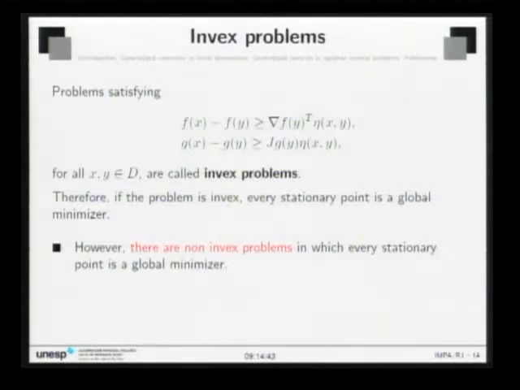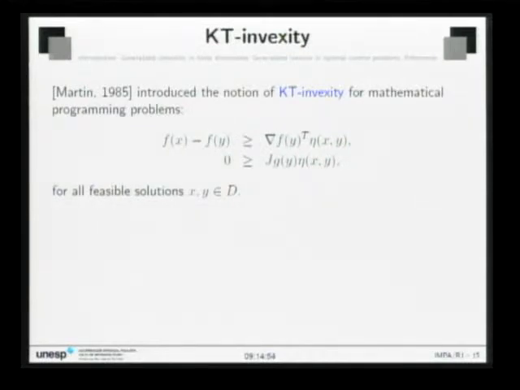There are no invex problems which have the same property. So this class is larger than invex problems. And this was then later, in '85, Martin introduced this notion of KT invexity for mathematical programming problems. And he just left the objective function as invex, and only this inequality here should be satisfied by the constraints.